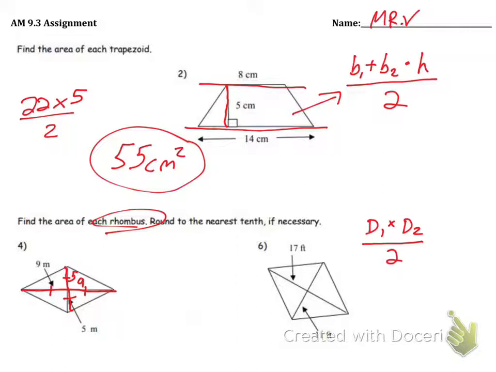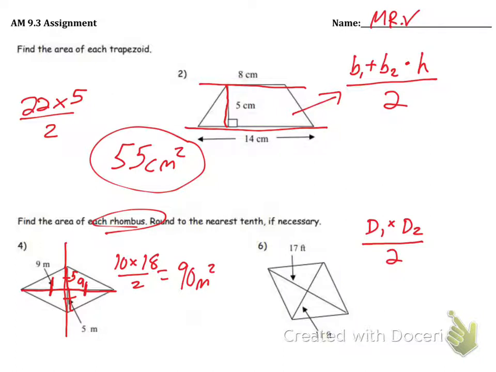So what we would need to do is add this entire diagonal right here. So that'd be 5 and 5, so that would be 10. And then times our second diagonal, so that'd be 9 plus 9, which would be 18, divided by 2. So 10 times 18 is 180. And we're going to divide that by 2, and we're going to get 90.